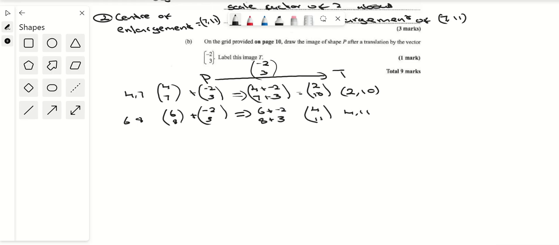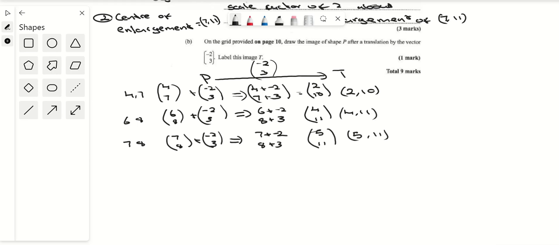The next one is 7, 8. 7 on top, 8 at the bottom, plus -2, 3. Right, this is equals to 7 plus -2 and 8 plus 3. 7 plus -2 is 5, and 8 plus 3 is 11. So we know that the coordinates is 5, 11.